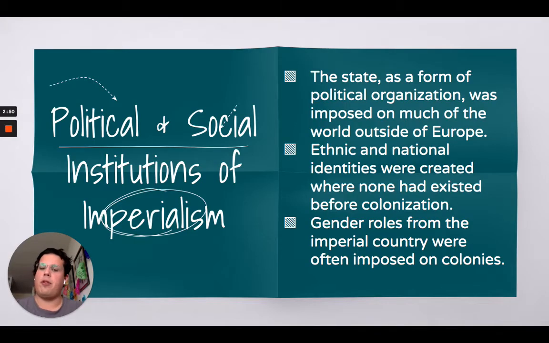There are multiple political and social institutions of imperialism. The first that we're going to be looking at is the state as a form of political organization. This was imposed on much of the world outside of Europe. There are also ethnic and national identities that were created where none existed before colonization, and gender roles from the imperial country are often imposed on the colonies.